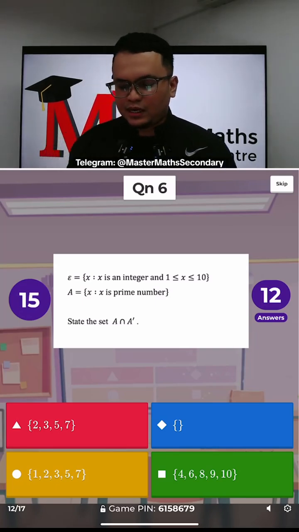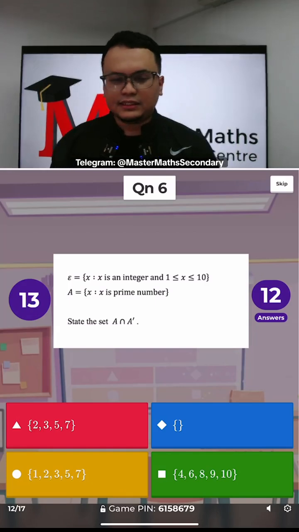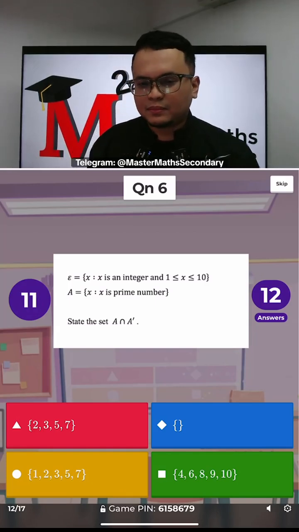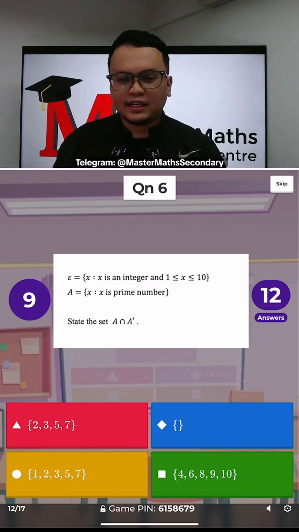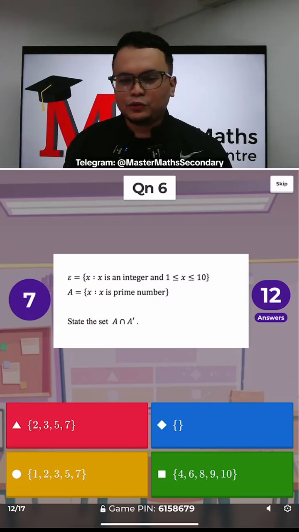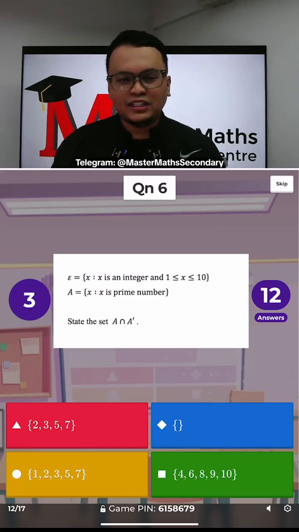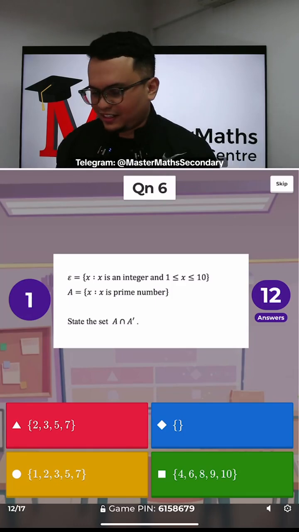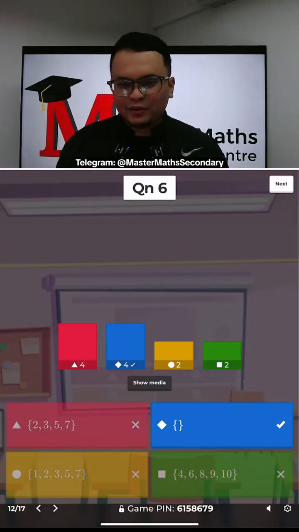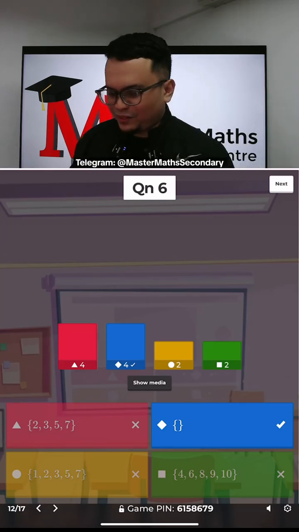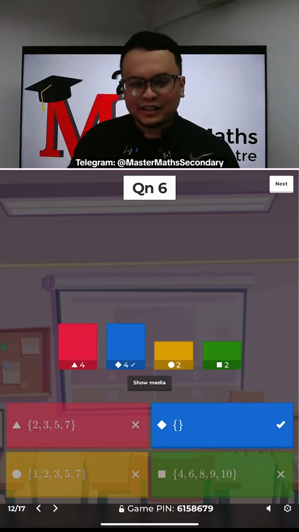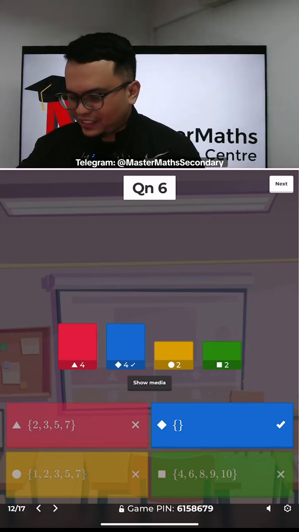Okay, we're looking at the set A intersect A complement. Those of you who have not keyed your answers, you have 5 seconds left. Okay, 3, 2, 1. The correct one is the blue one, guys, and let me explain to you why. Quite a number of you didn't get this right.